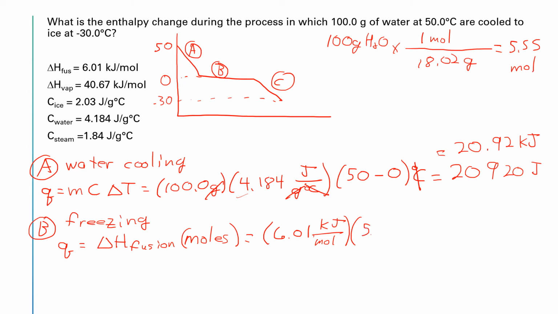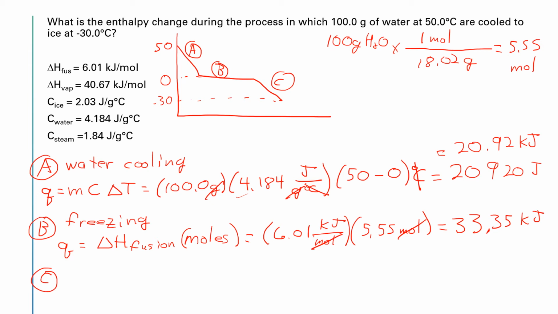All right, so we'll multiply this down here by 5.55 moles. The moles cancel out, leaving me just kilojoules. So I'm going to multiply 5.55 times 6.01, and that gives me 33.35 kilojoules. And then last but not least, we have segment C.